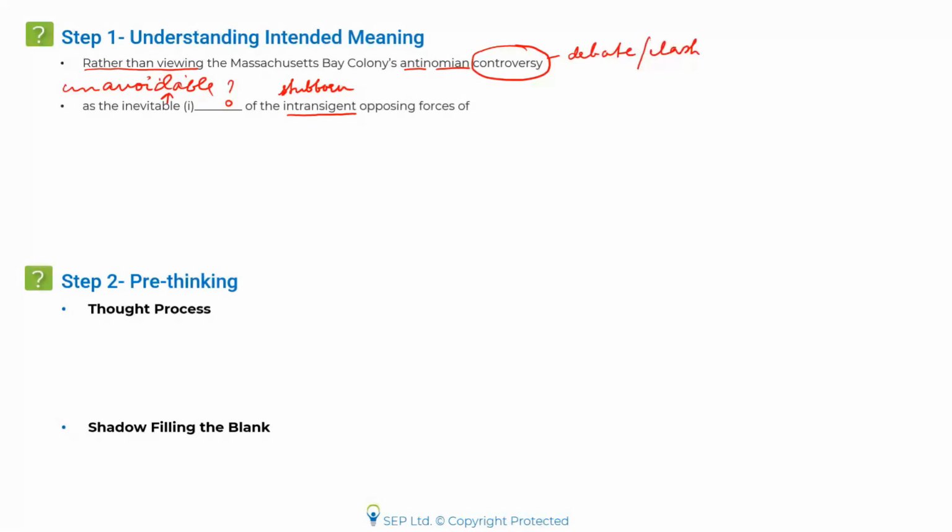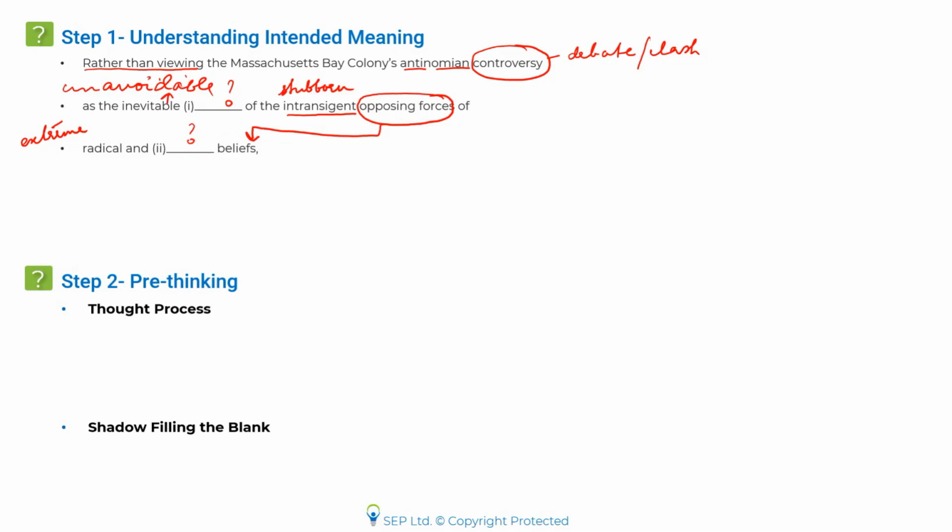Of the intransigent, that means stubborn, opposing forces of radical and dash beliefs. Okay, so radical and dash beliefs are opposing forces, right? And radical means something which is extreme, something which is unconventional. So this blank will be filled in with something to do with regular and conventional. All right.